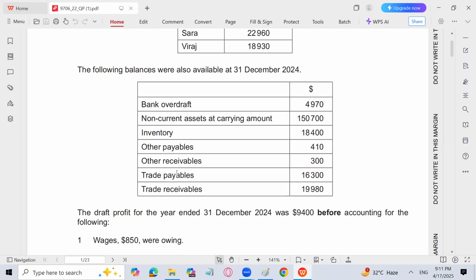Following balances were there: bank overdraft, non-current asset at carrying amount, inventory, other payable, other receivable, trade payable, and trade receivable. The draft profit for the year was 9400. This is already calculated before accounting for the following, because we have omitted some transactions which have not yet been recorded. The profit for the year ended 31st December 2024 is 9400.